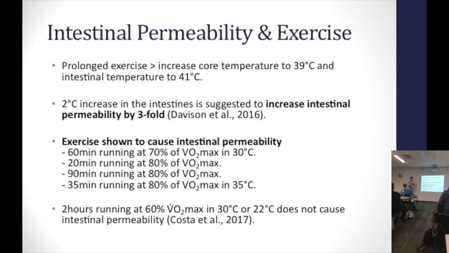Now, looking at the different intensity of exercise, running 60 minutes at 70% of your best in 30-degree heat would cause intestinal permeability. Running just 20 minutes at 80% of your best would also cause intestinal permeability. So it doesn't actually appear to be the time which is the biggest factor, but more so the intensity. This particular study showed that 2 hours of running at 60% of your best in both 30-degree heat and 22-degree heat does not cause intestinal permeability.